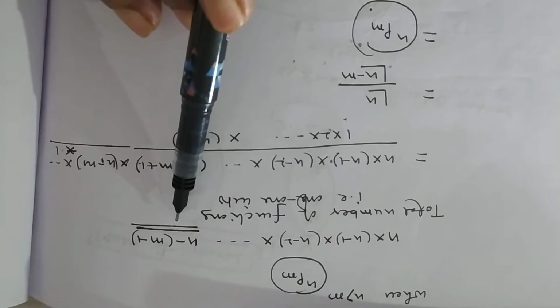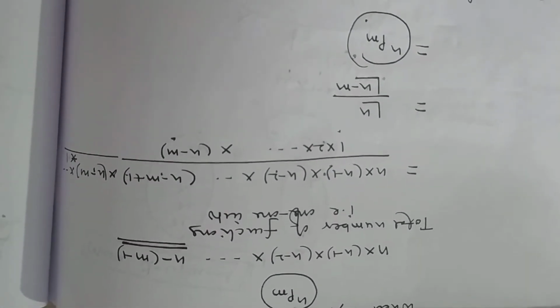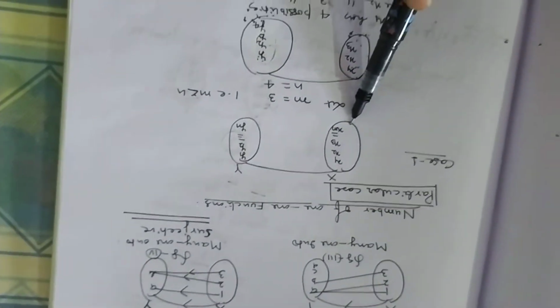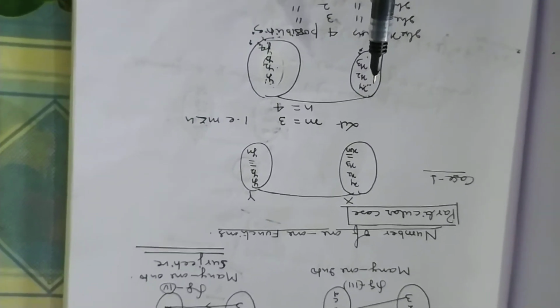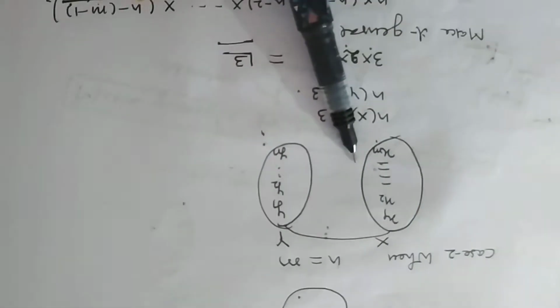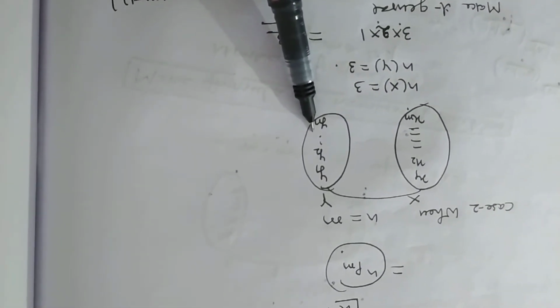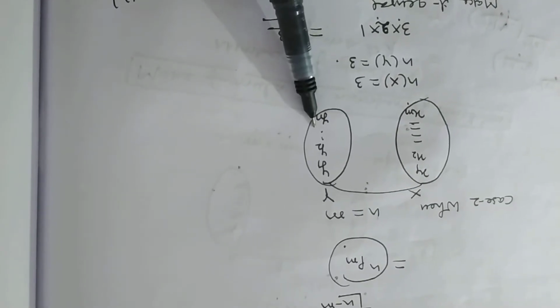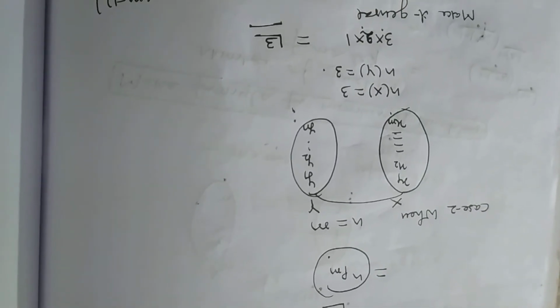And in this way, in this general case, what do we observe? We observe that the number of elements of domain is greater than the number of elements of codomain.